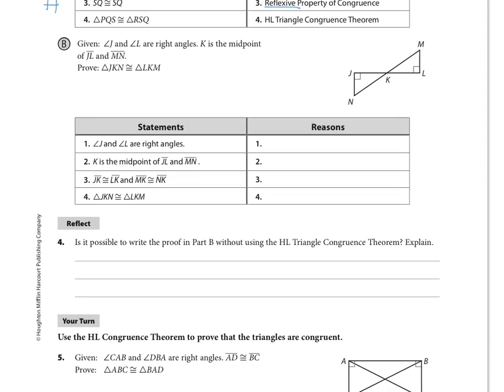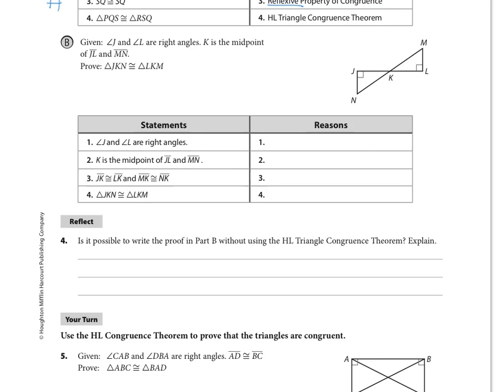Given that J and L are right angles and that K is the midpoint of JL and MN, we're being asked to prove that these two triangles are congruent. The first reason, of course, is that it was given to us, and that was given to us as a second statement as well. How are we going to prove that JK is congruent to KL and that MK is congruent to NK? Well, we were already told that K was the midpoint, so this is just the definition of midpoint.